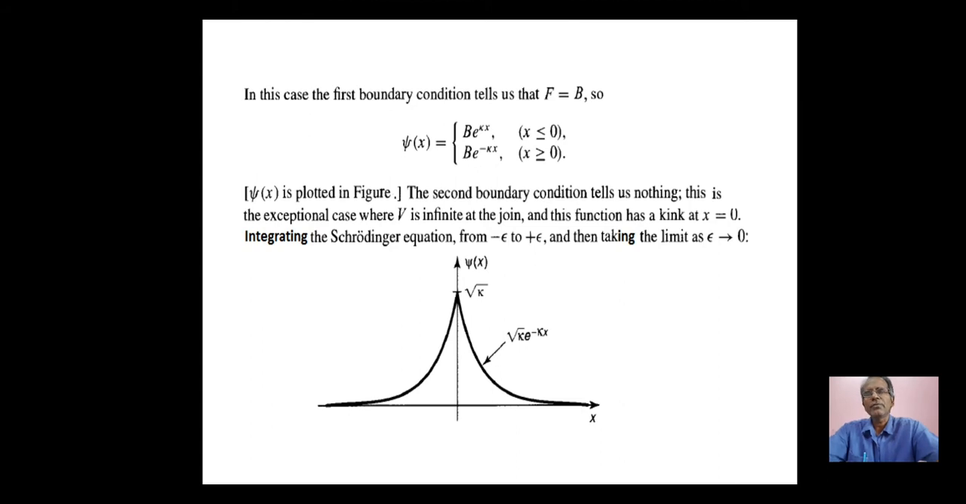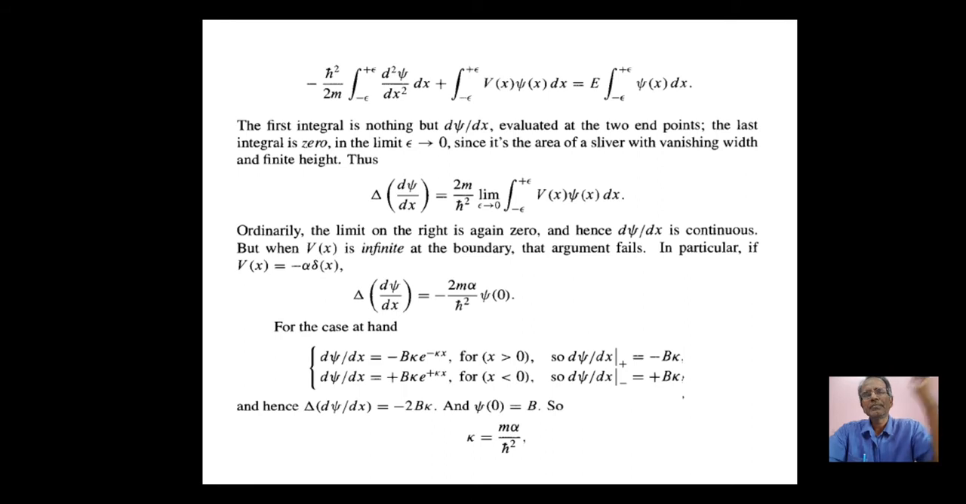Now integrating the Schrödinger equation from −ε to +ε and taking the limit ε tending to 0, we get, after a little bit of mathematics, Δ(dψ/dx) = −2mα/ħ² ψ(0). Since for x greater than 0, dψ/dx = −Bk exp(−kx), dψ/dx on the positive side is equal to −Bk, and for x less than 0, dψ/dx = +Bk exp(kx), so dψ/dx on the negative side is equal to +Bk. Hence Δ(dψ/dx) is equal to −2Bk, and ψ at x equal to 0 is equal to B.